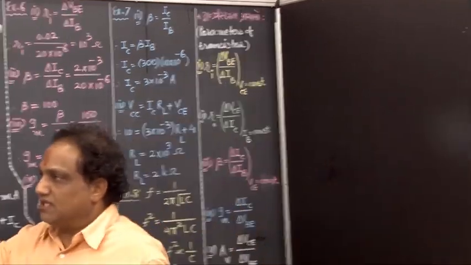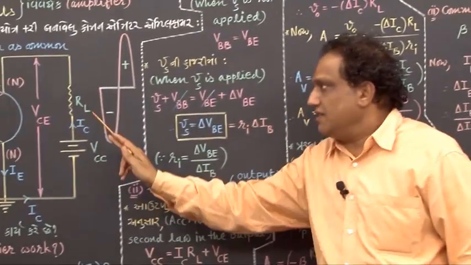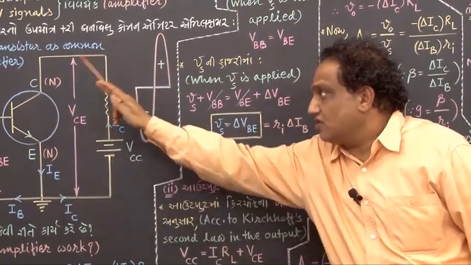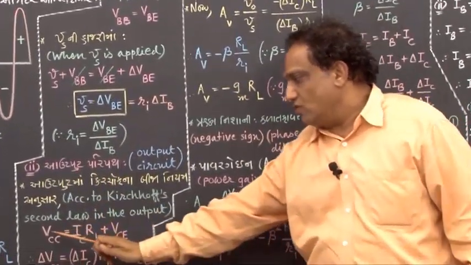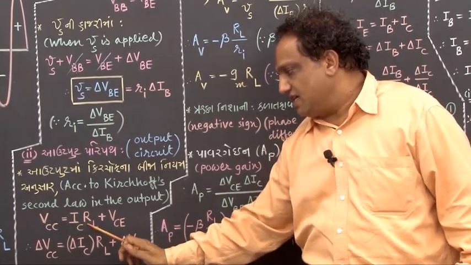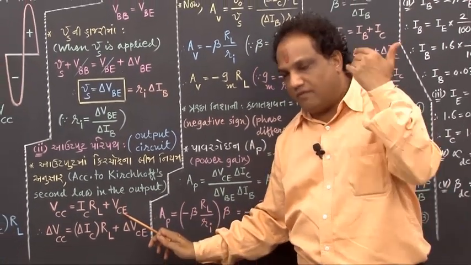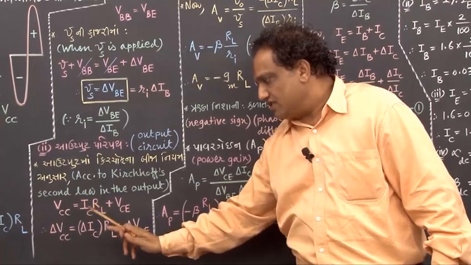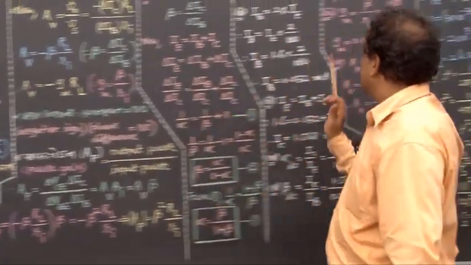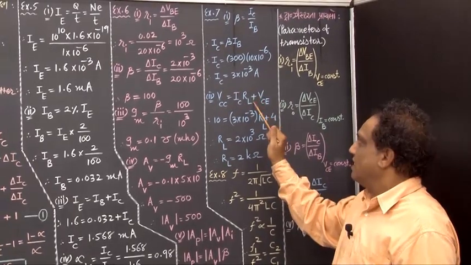Come on, just now we have seen this common emitter amplifier circuit. In this output part, when we had applied Kirchhoff's second law, we got this equation. Look here, VCC equals IC into RL plus VCE. Everybody, VCC equals IC into RL plus VCE.